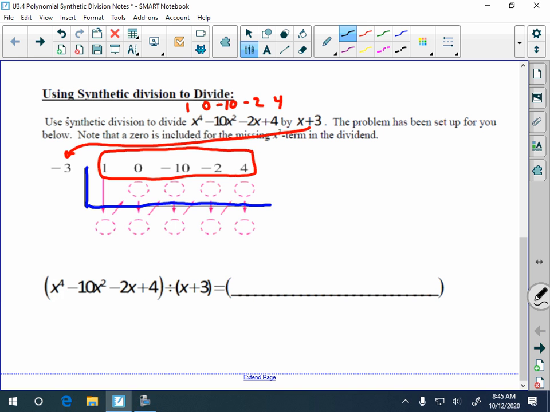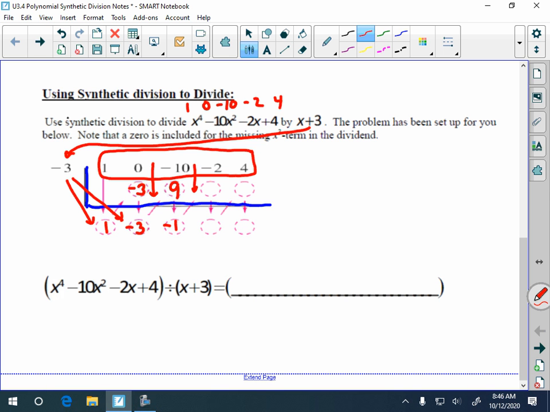All right, so then how we start this is the first number, which is 1, gets dropped down on the outside. 1. Then we multiply these two together and carry it up here. So that's negative 3. And then we add down, so that's negative 3 down here. And then we repeat the process, we multiply. So negative 3 times negative 3 is positive 9. Carry that up here. And then we add down, so that's negative 1.